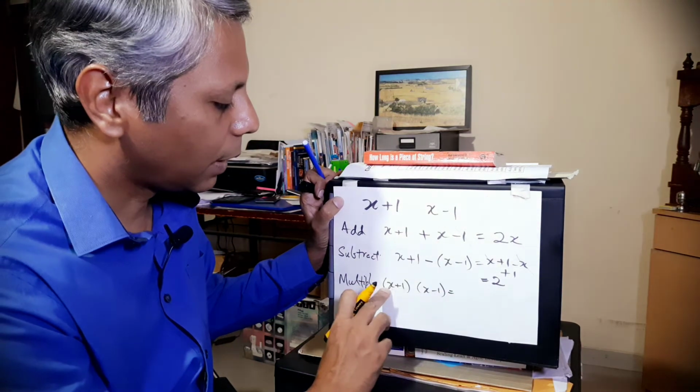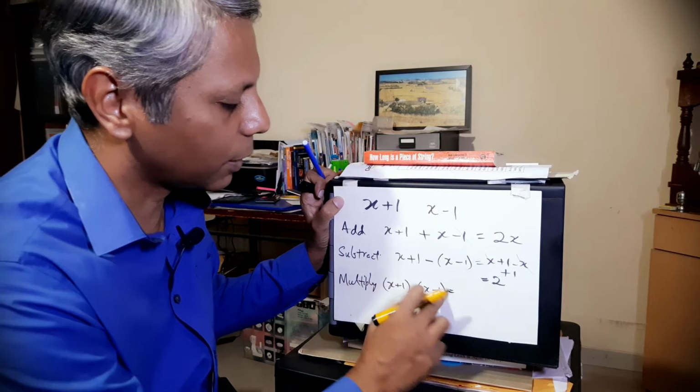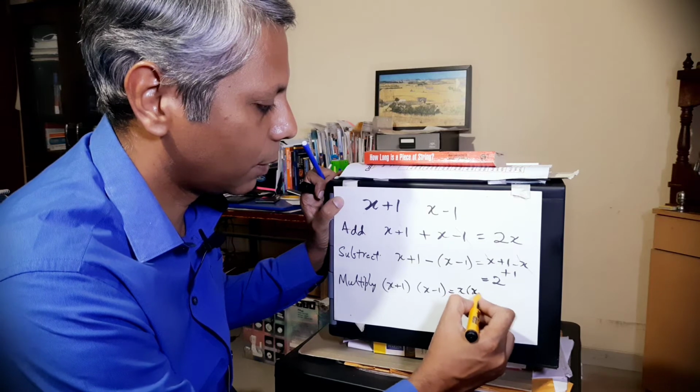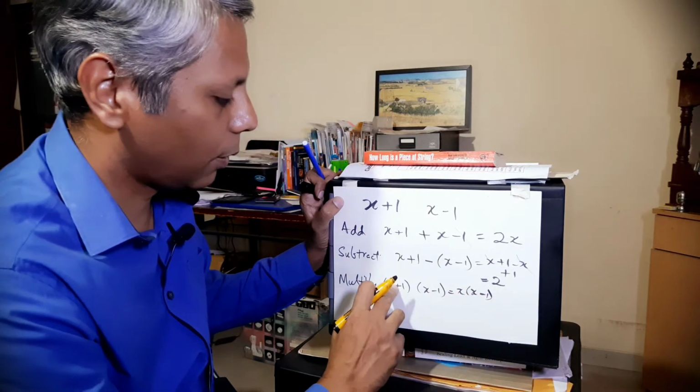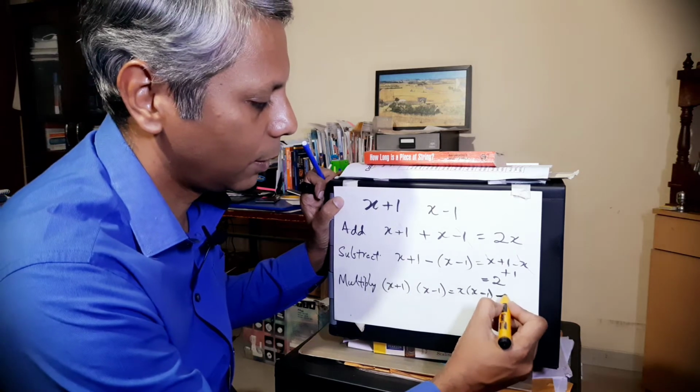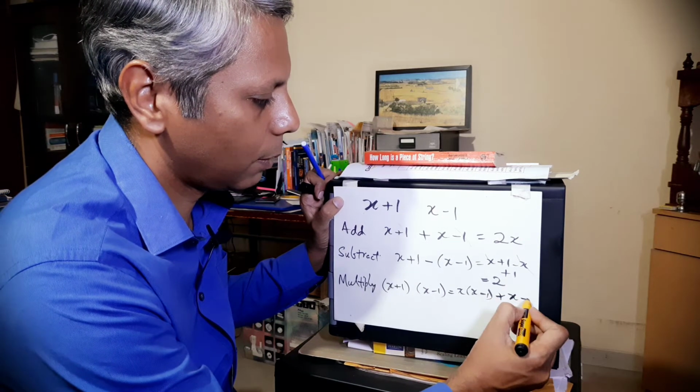But here x plus 1 into x minus 1 is x into x minus 1, and 1 into x minus 1 is just x minus 1.